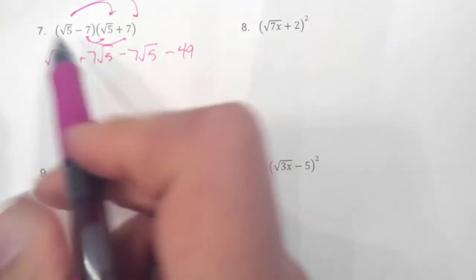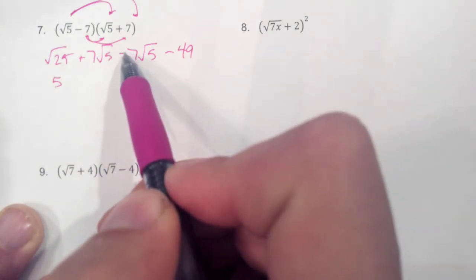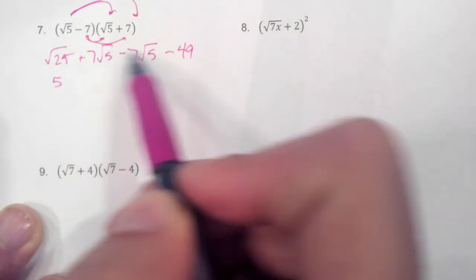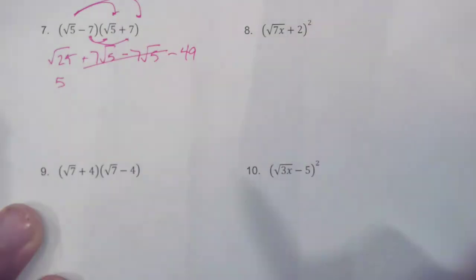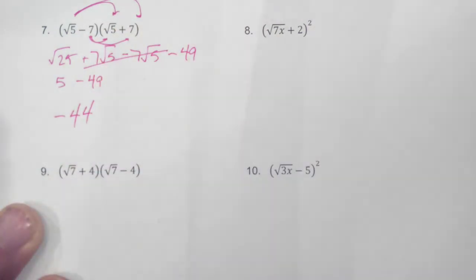Okay, so let's look. The square root of 25 is 5. 7 square roots of 5 minus 7 square roots of 5. Those are like radicals. If we put them together, they cancel each other out. So I have 5 minus 49. We can put those together to get negative 44 for our final answer.